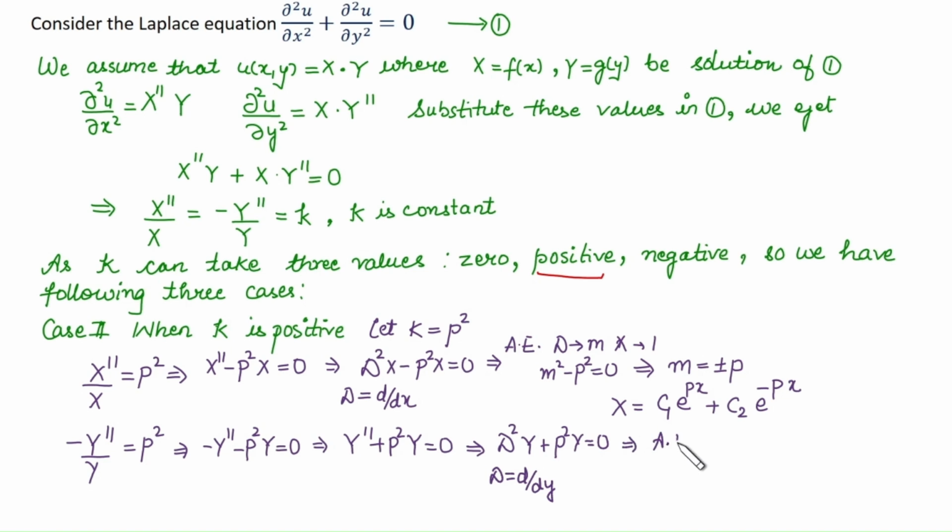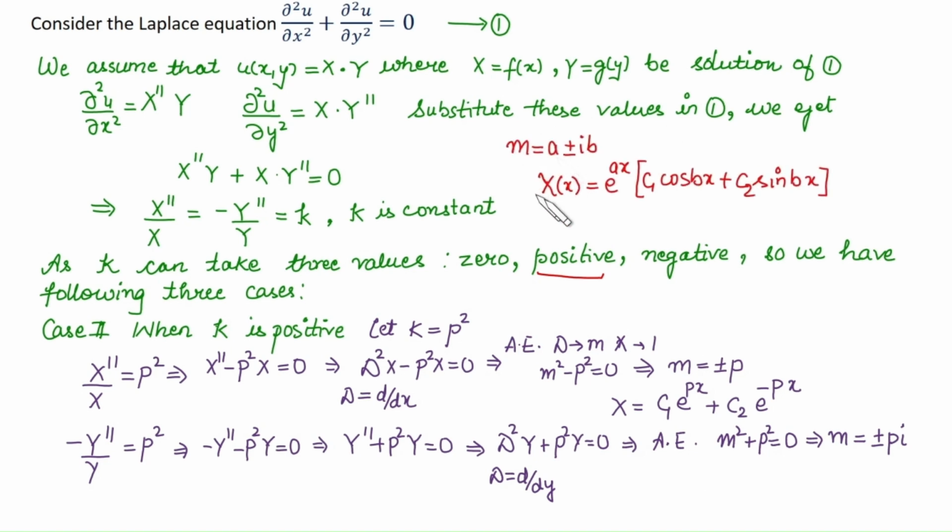From here, the auxiliary equation is m square plus p square is equal to 0, where D is replaced by m and y is replaced by 1. The auxiliary roots we have in this case are plus minus p iota. So we are getting complex roots for this auxiliary equation. In the case of complex roots, how do we write the solution? If we have two complex roots in this form, suppose we have capital X depending upon the small x, we write the solution as e raised to power real part into the variable, into an arbitrary constant c1 cos of imaginary part into the variable, plus c2, another constant, sine of imaginary part into the variable.